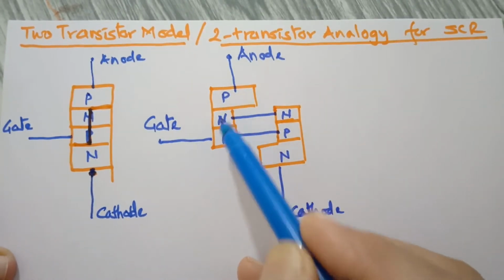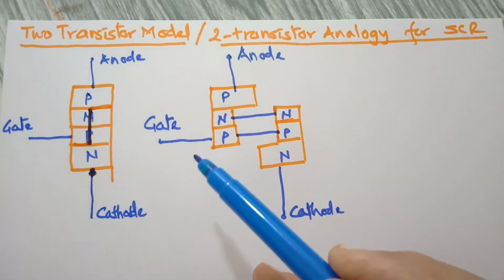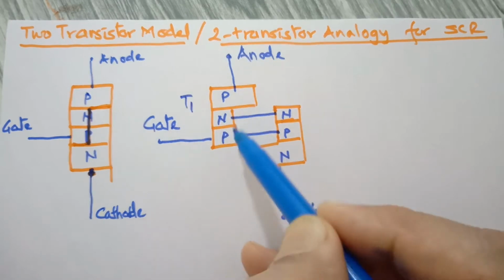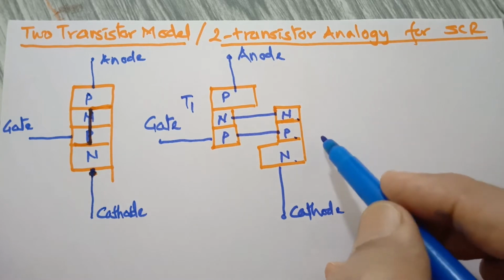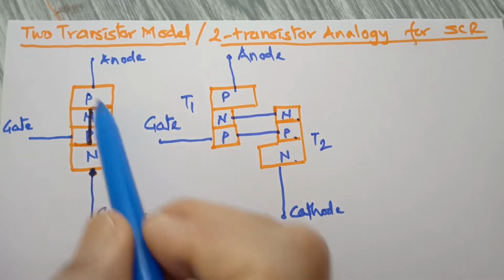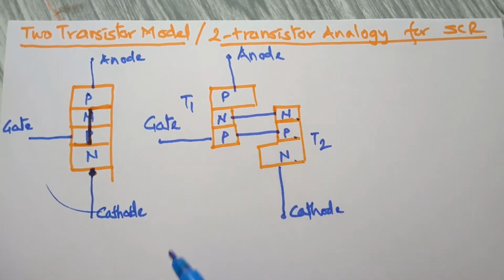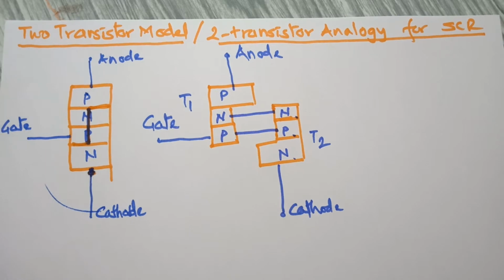See this structure, P, N, P: three regions, two junctions. So this will constitute one transistor T1, a PNP transistor. And then we have NPN. This will work as a transistor T2. So we can think of this SCR as made up of two transistors. Now, in order to get an expression for anode current, and on the basis of that explain its behavior, let us draw the circuit for this.